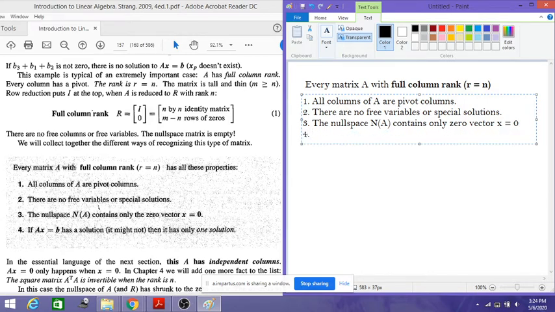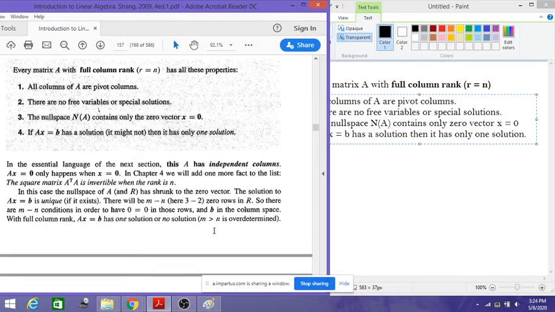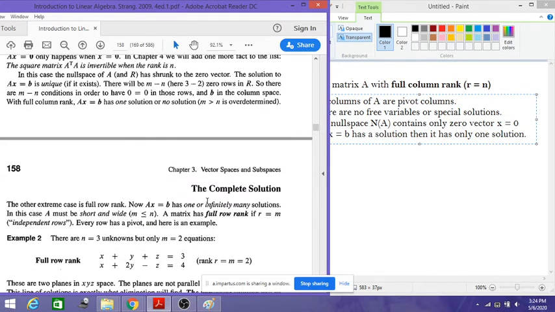So the fourth property is if Ax equal to B has a solution, then it has only one solution. It has only one solution, that is the particular solution. So hope you have understood this. So next we'll talk about the independent columns and other things.